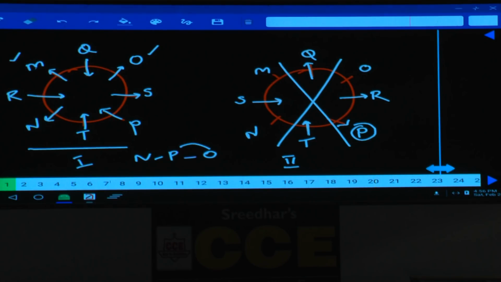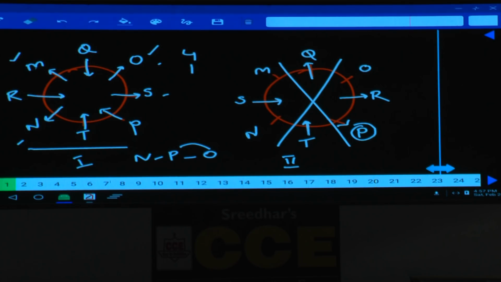Then question number 96: four of the following are alike, find the odd man out. Q is facing the center, T is facing the center, P is facing the center, O is away from the center, R is towards the center. Then what is your answer? Choice 4. Except choice 4, the remaining persons are facing the center, and this person is facing away. How many people in the given arrangement face outside? 1, 2, 3. There are 4 persons facing outside and 4 inside.